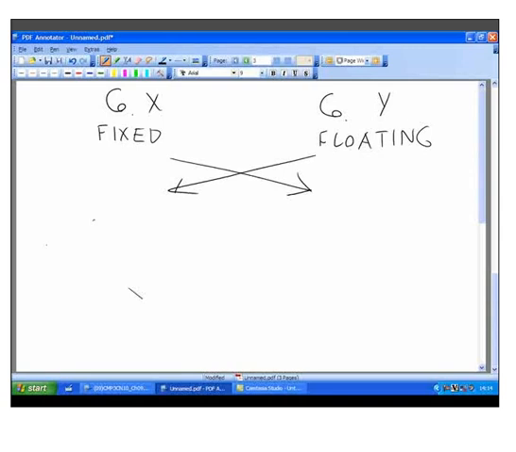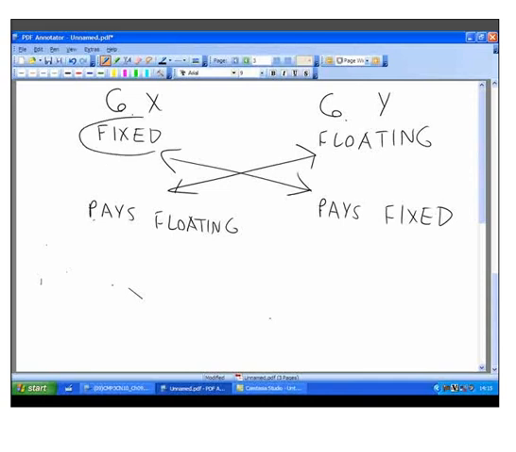Now, why might they do that? Well, there are two reasons. Firstly, company X might have taken out a fixed rate loan, let's say two years ago, but now wants to have a floating rate loan. Let's say that company X thinks that interest rates are likely to fall, and therefore they want to change their debt from fixed to floating rate. Now, one way of doing this is to go back to their bank and ask their bank for a floating rate loan. And the bank will do that, but it will probably be expensive and could be time consuming.